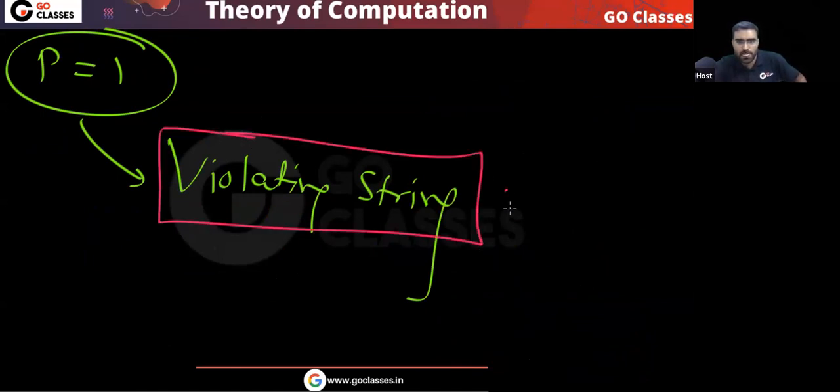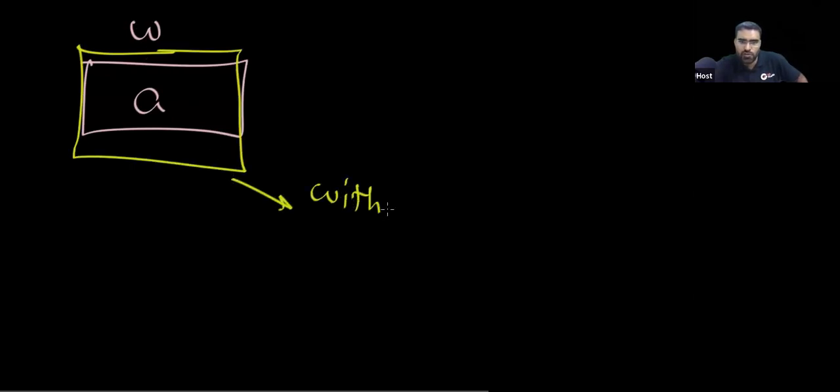For p equal to 1, who is the violating string? Please tell me, who is the violating string? This is the violating string. Why is this the violating string? See, this string is the violating string because in the first one symbol you will find y. Where will you find y?